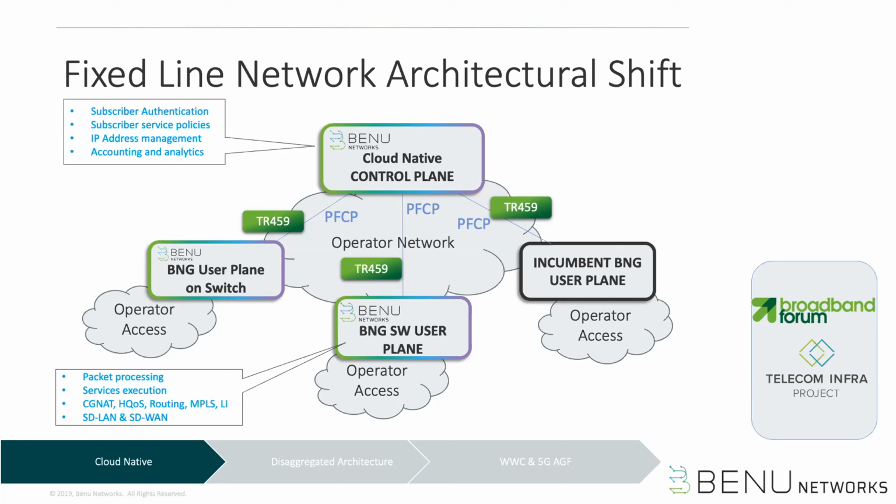Also, we designed our BNG user plane in a way that it can be augmented with hardware smart NICs or smart switches that can run the BNG pipeline. In both these cases, the user plane agent, the controller that's talking PFCP to the control plane, remains the same. So from the control plane point of view, it does not see any difference between switch-based user planes or software-only user planes, right? So I can see in a production environment a mix of switch-based user planes, software-based user planes, and also incumbent user planes that support TR-459 as part of one service.